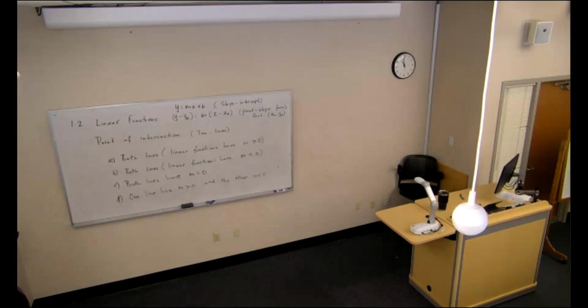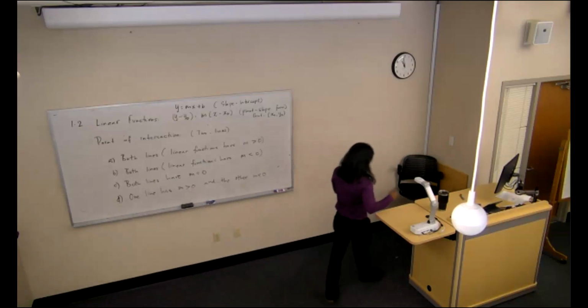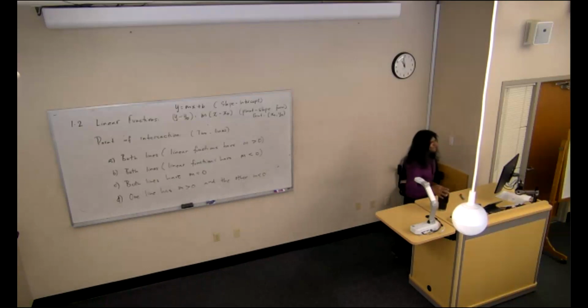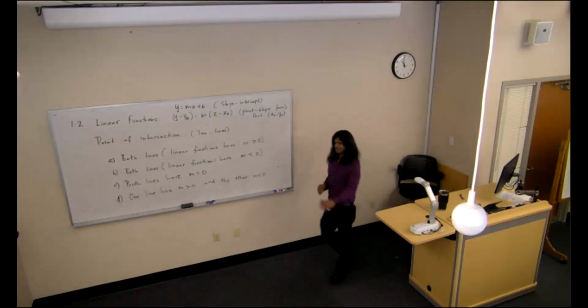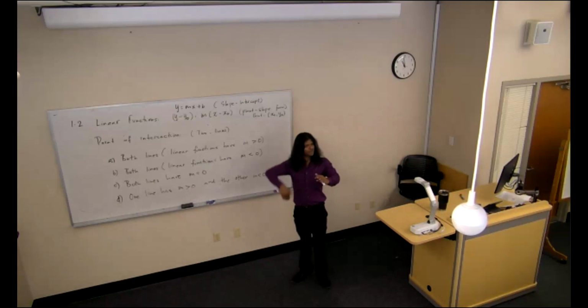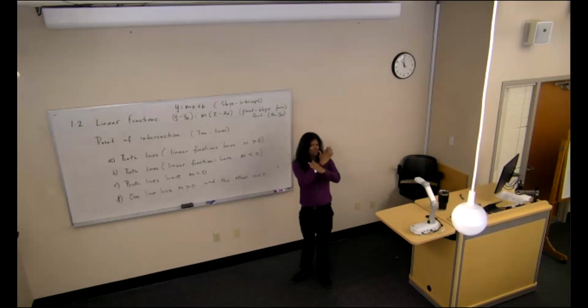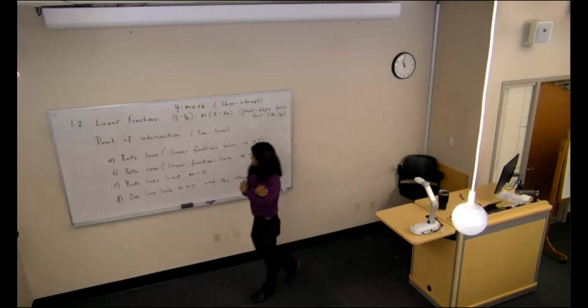Give the answer. What's your name? Bradley. Go ahead, louder. D. Why, Bradley? Because if one has a positive slope and one has a negative slope, one's going this way, another's going that way. Naturally, you form an X across. Definitely, there is an intersection.